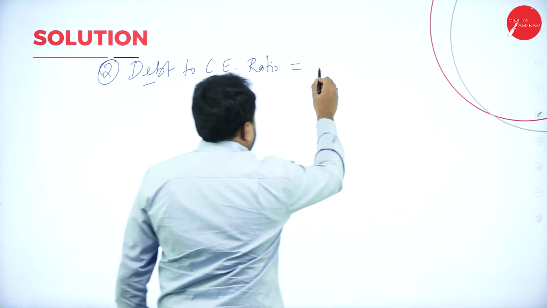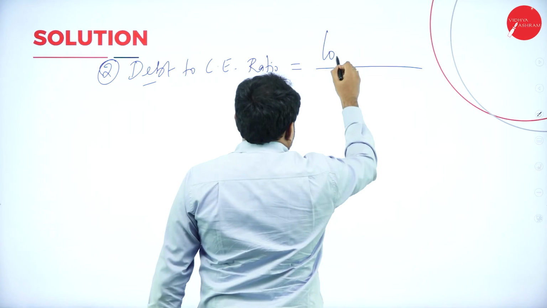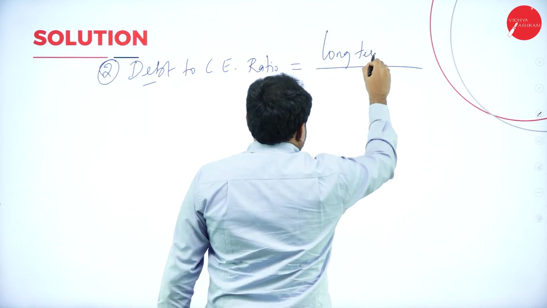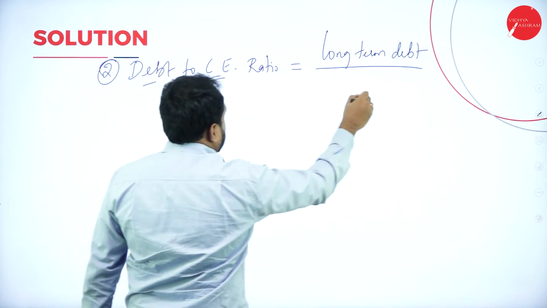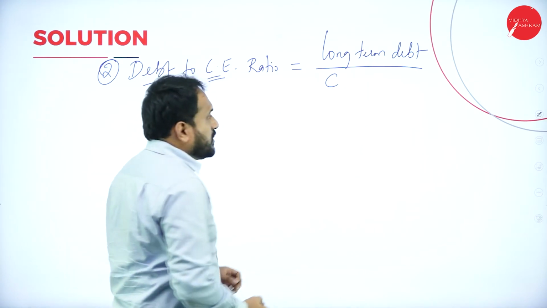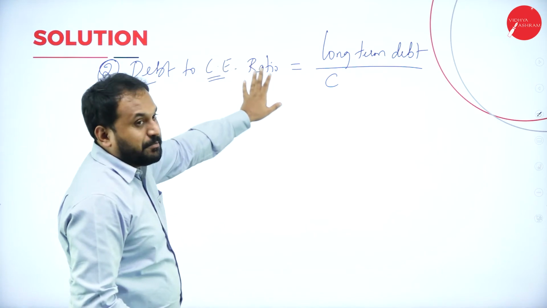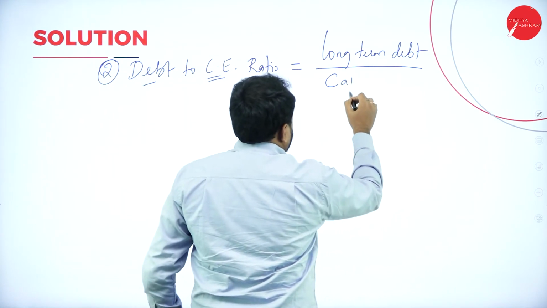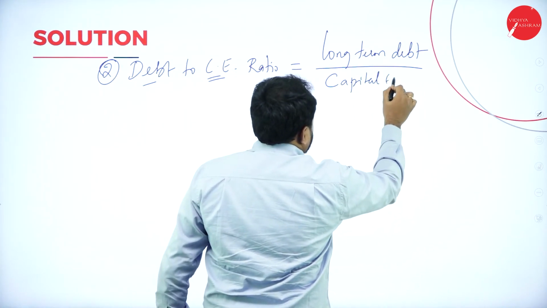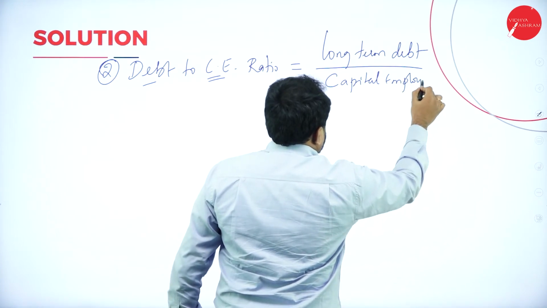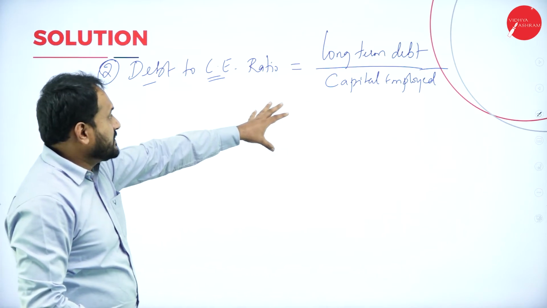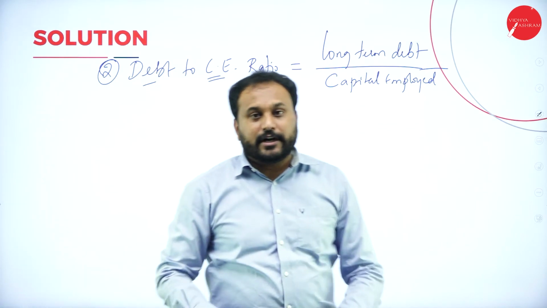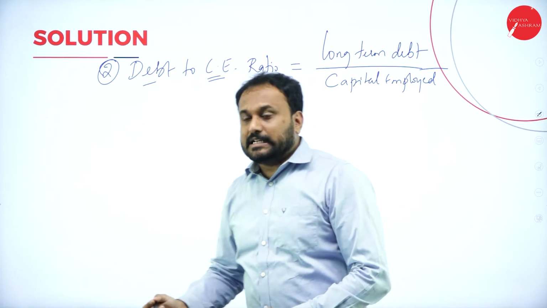Debt, in the sense, go with numerator, denominator. Long-term debt divided by, next is Manchuri. What is this called? We call this capital employed. So here we will write capital employed. Done. So this is what we are supposed to understand. See, long-term debt over capital employed, if you go with this, that is what the answer is.